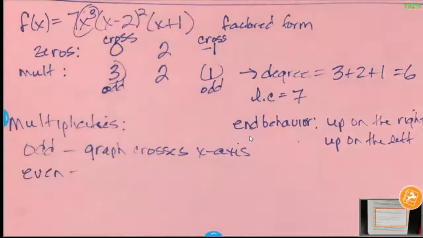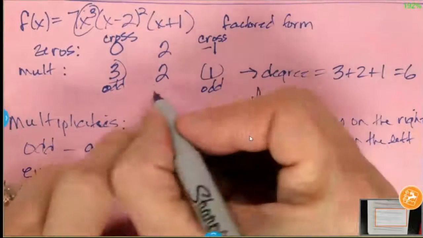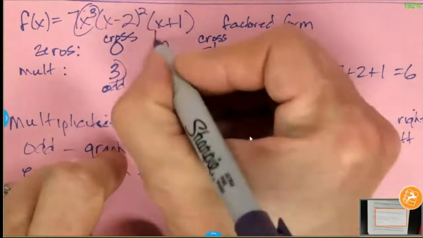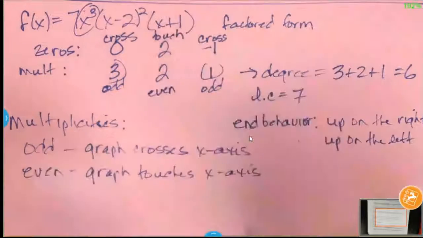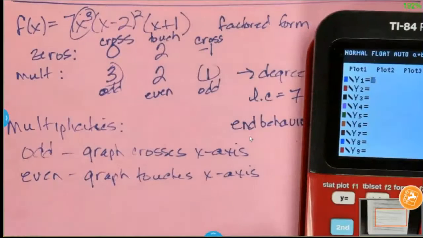If the multiplicities are even, that's where the graph is just going to come and touch the x-axis and go back. So it's either going to come down, touch the x-axis and go back up, or it's going to come up and touch the x-axis and go back down. So this one in the middle at 2, this has an even multiplicity, so that means we're just going to have a touch there. Let's graph this one and see how that looks.